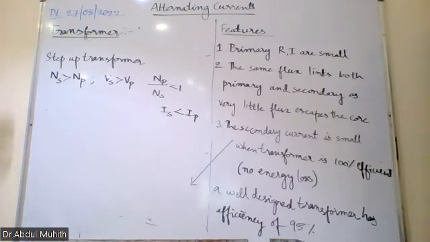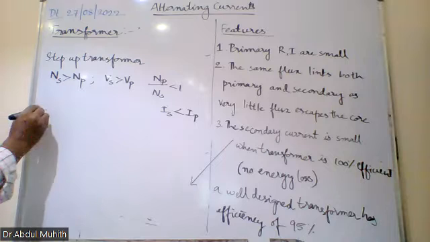So in a step up transformer, what will happen? NS is greater than NP, VS is greater than VP, NP by NS is less than 1. Okay, so that is happening. Next one is the step down transformer.